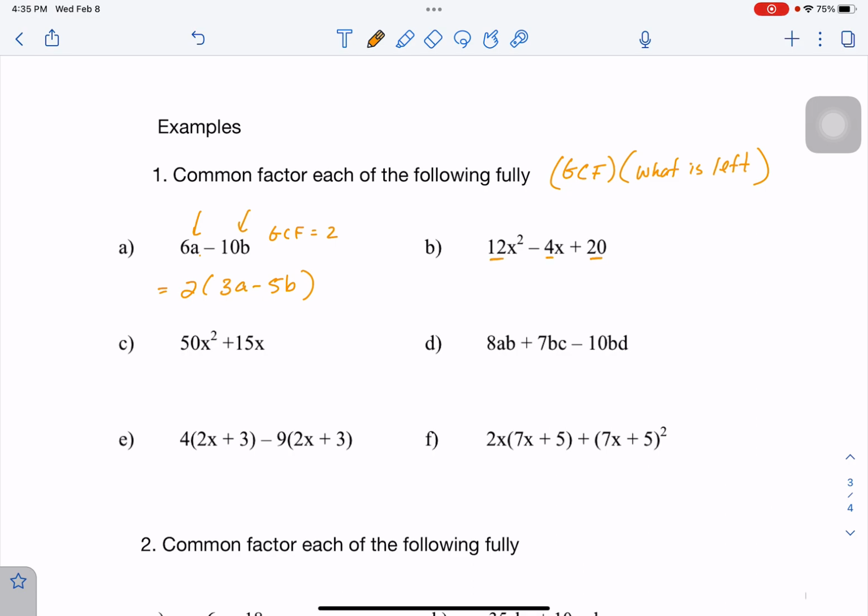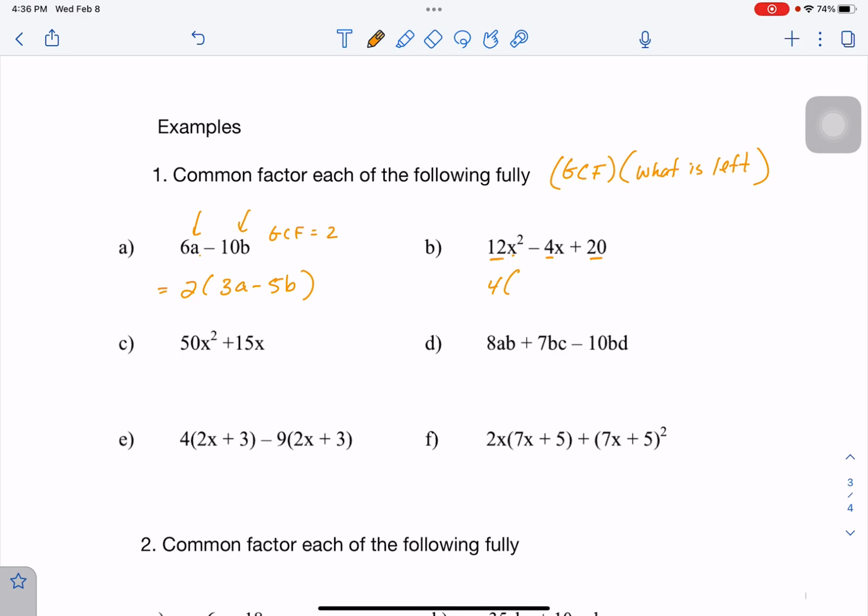So the GCF, the largest numerical factor, is going to be 4. 4 goes into all 3 of those numbers. And this one has an x squared. This one has an x, but this one has no x's. So no, you cannot include x in the GCF. It is not a common factor because the 20 doesn't have it. But they do all have 4.